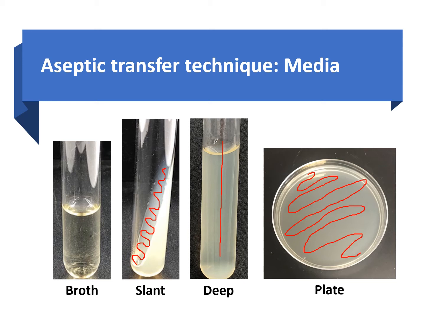Okay, so those are the different physical forms of media that we have. Either it comes in a completely liquid form, we call it broth; a solid form, but we tilt it, so we call it a slant; a semi-solid, and we call it deep; or solid, and we pour it in those dishes, so we call it a plate. So slants, deeps, and plates do have agar. Okay, broth has 0 agar.